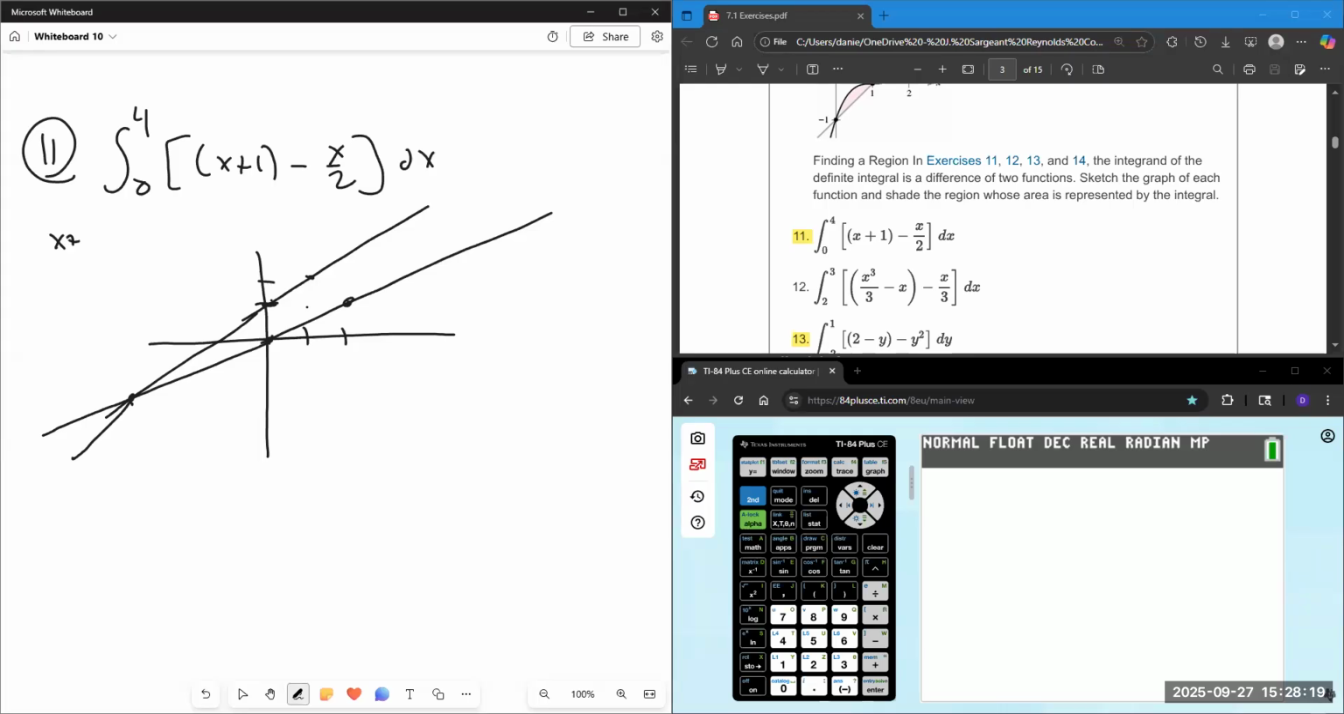interval. x plus 1 equals x over 2. 2x plus 2 is equal to x. x is equal to -2. This is -2 and -1 here. But my area of interest is from 0 to 4.